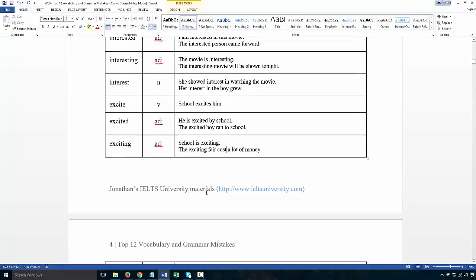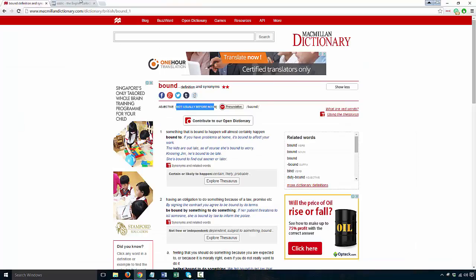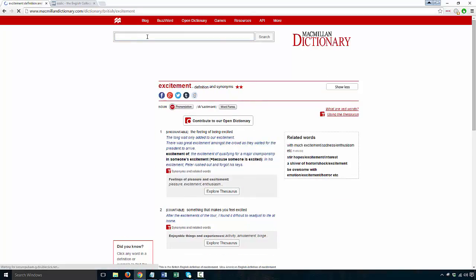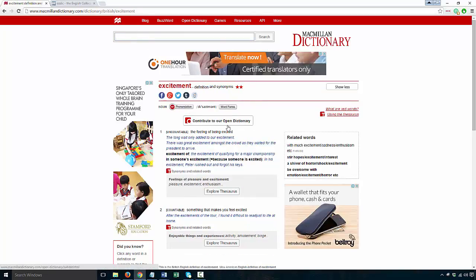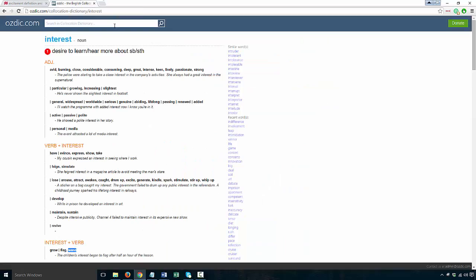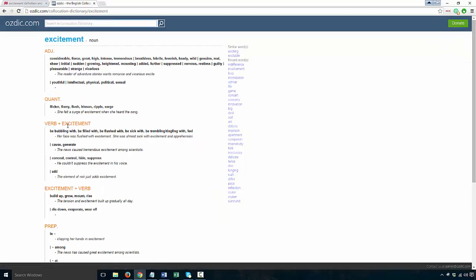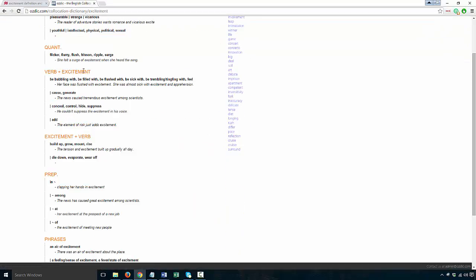And lastly, the noun excitement. Let's go to Macmillan and see whether it gives you some collocations. Feeling a bit... added to excitement. Okay, there was excitement. Now let's go to excitement here. Okay, verb. You have verb plus excitement, so this will be the object. Caused excitement.